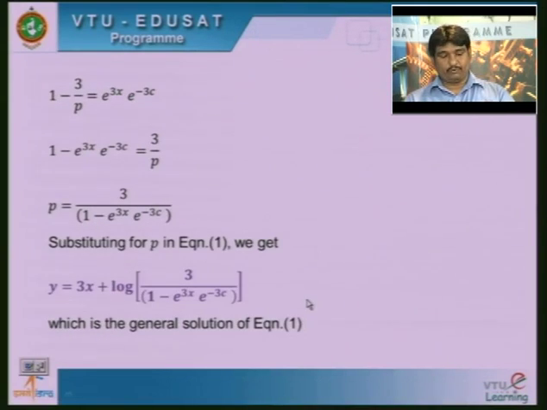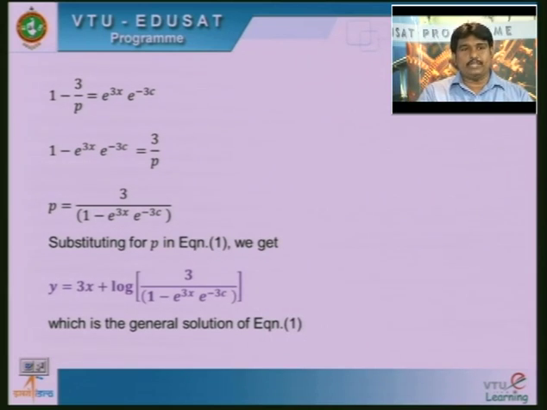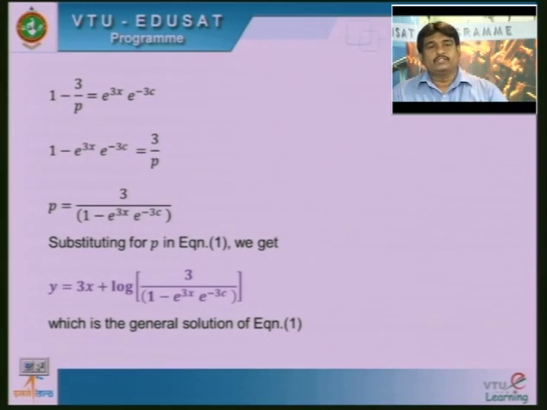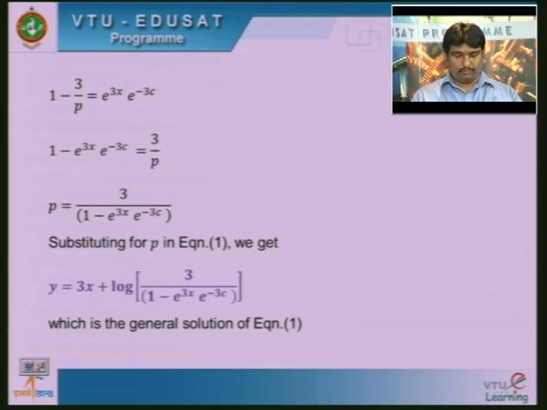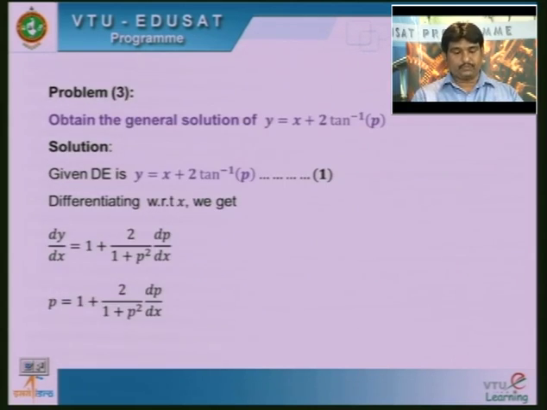Now simplify this for p to arrive at the result p equals 3 divided by 1 minus e to the power of 3x into e to the power of minus 3c. Now substitute this value of p in the given differential equation to get y equals 3x plus log of 3 divided by 1 minus e to the power of 3x into e to the power of minus 3c, which is the required general solution of the given differential equation.